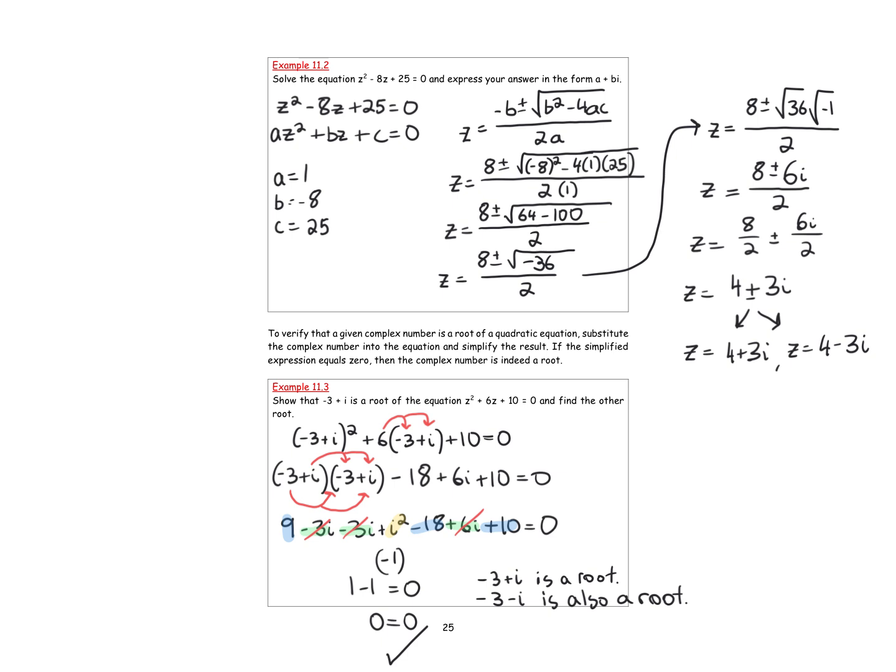To remind you about this, if we have a root of a quadratic equation and that root is complex, then another root of that quadratic equation will be that complex number's conjugate. The conjugate again is where we change the sign of the imaginary part of a complex number while leaving the real part exactly the same. That means that minus 3 plus i and minus 3 minus i are both roots of the equation z squared plus 6z plus 10 is equal to 0.